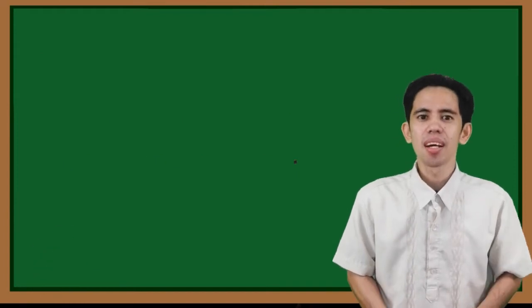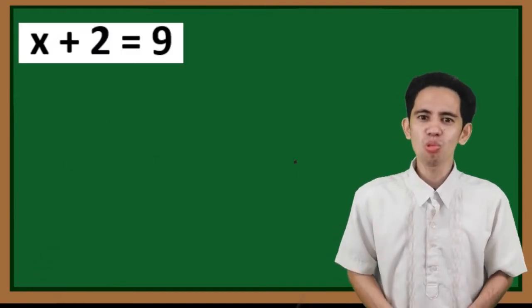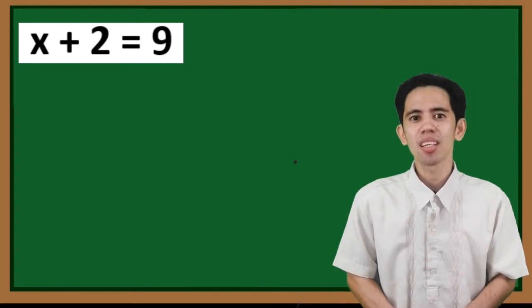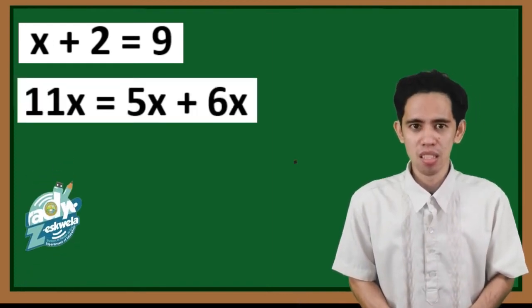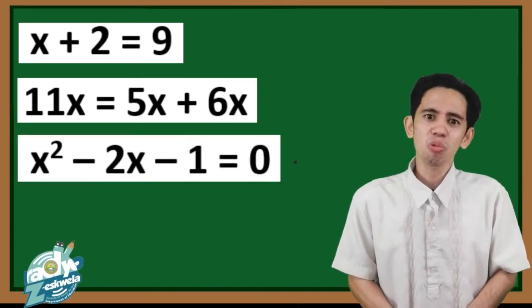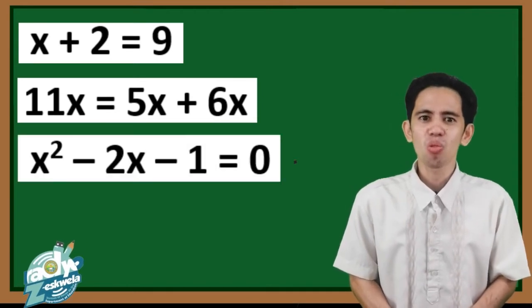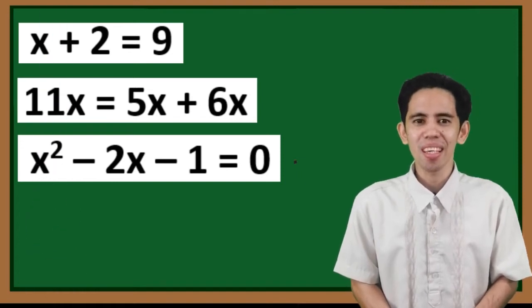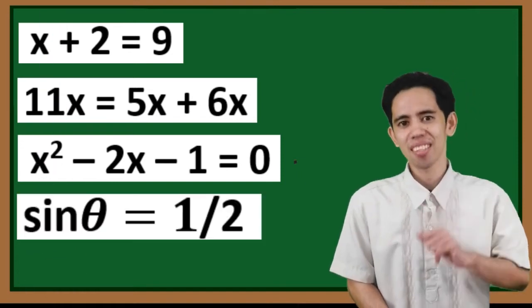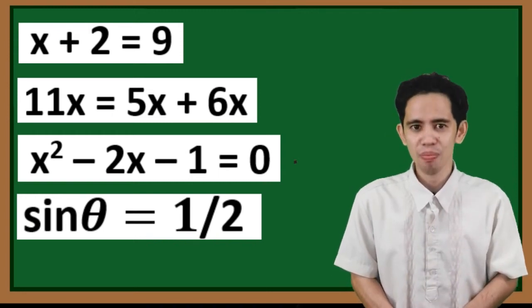While an equation is a statement that two expressions are equal. Example: x plus 2 is equal to 9. 11x is equal to 5x plus 6x. x squared minus 2x minus 1 is equal to 0. And sine theta is equal to 1/2.